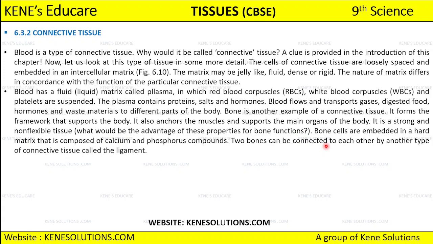So two bones can be connected to each other by another type of connective tissue. दो bones कैसे connected हैं एक दूसरे से? Another type of connective tissue से, and we call that another type of connective tissue the ligament. क्या बोलेंगे हम इसे?